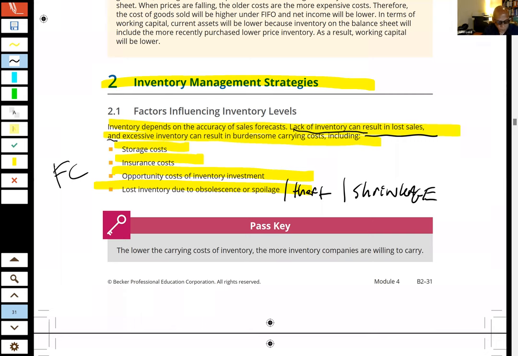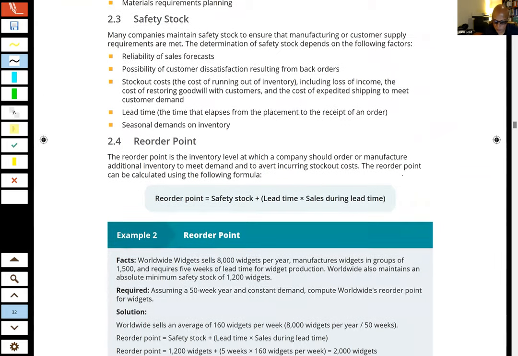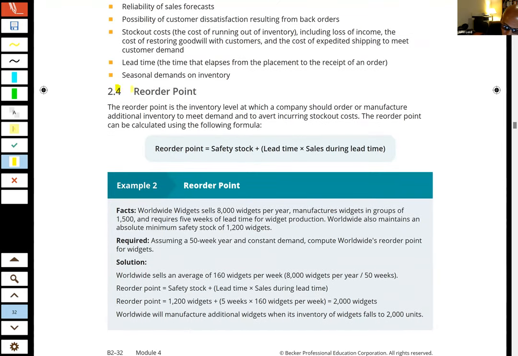Now you come back and take a look at reorder point. The reorder point is the inventory level at which the company should order or manufacture additional inventory. The reorder point can be calculated using the following formula. We have a certain amount of safety stock, in other words, we don't want our shelves to go empty, plus lead time times sales during the lead time.